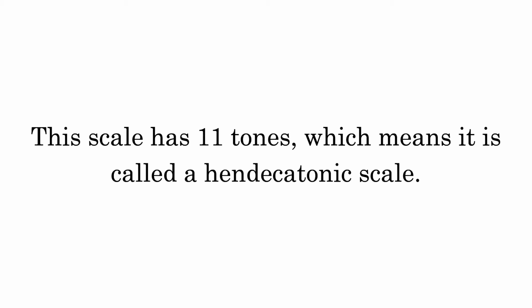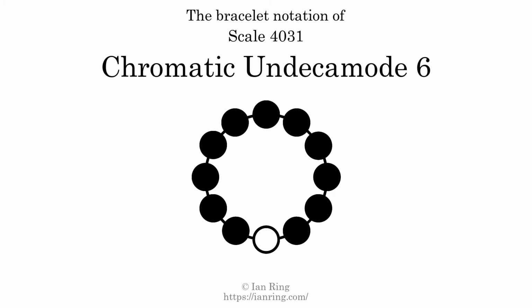This scale has 11 tones, which means it is called a hendecatonic scale. This is a bracelet notation diagram of scale 4031. The shaded circles represent tones that appear in the scale, and they are read clockwise, starting at the top.